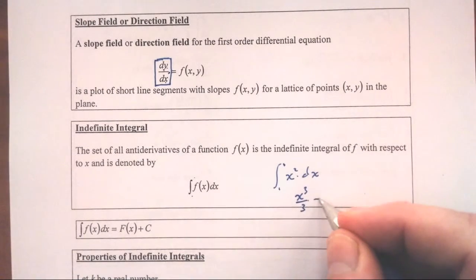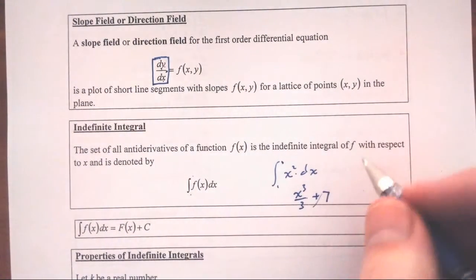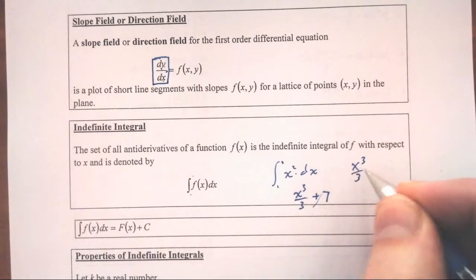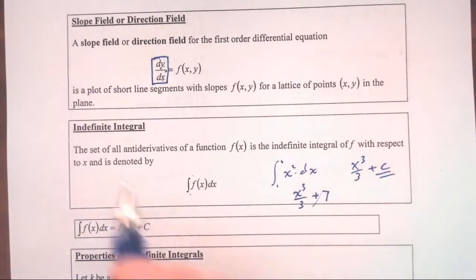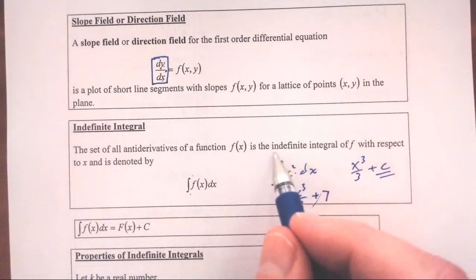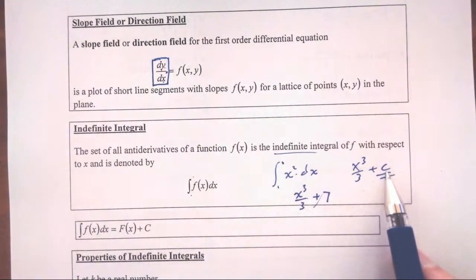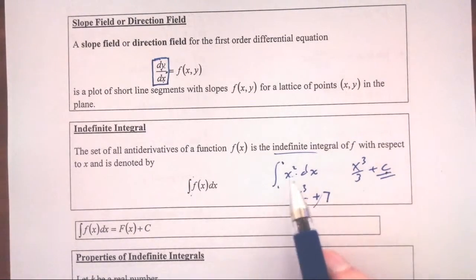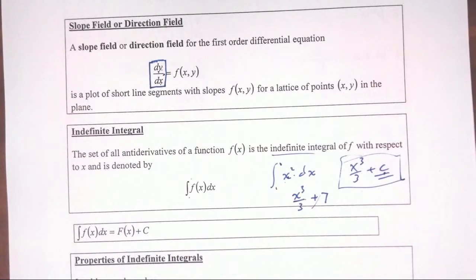But so does the derivative of x cubed over 3 plus 7, or x cubed over 3 plus any constant. And this is what we need to do when we're asked for a general integral or an indefinite integral, because that value just gets absorbed when we take the derivative, and this still gets us back to x squared. Hope that makes sense.